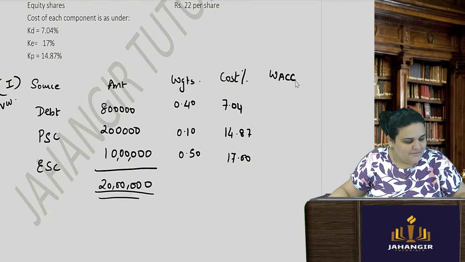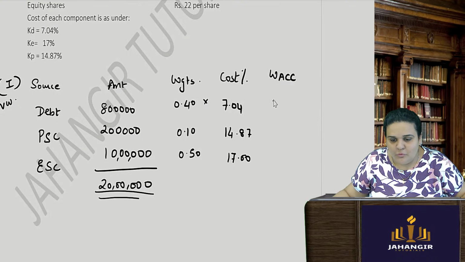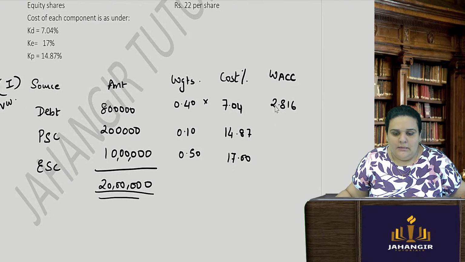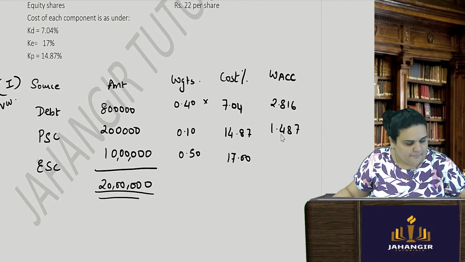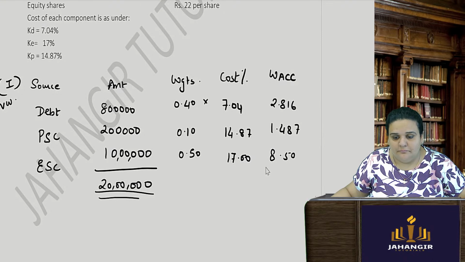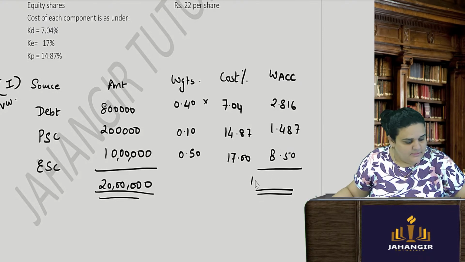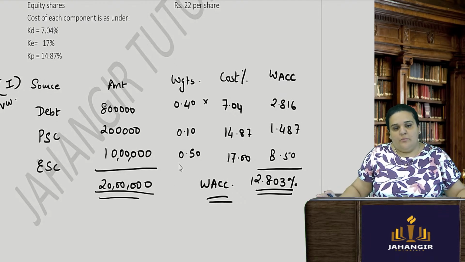Weighted average cost of capital. Okay, you have to just multiply them. So 2.816. Yeah, 2.816. Then this will be 1.487 and this is going to be 8.5. So as per the book value weights, it is 12.803% weighted average cost of capital. I have used book value weights.